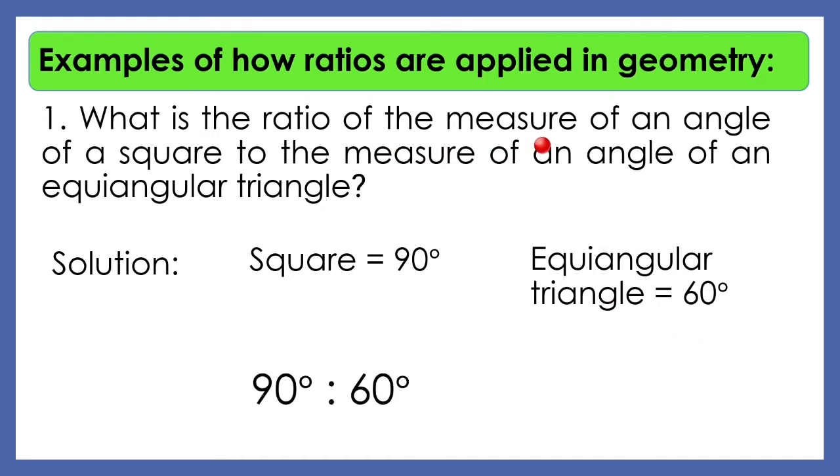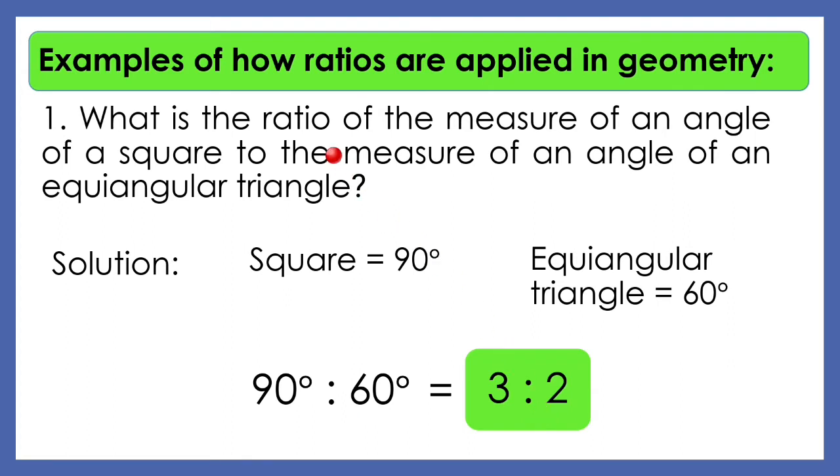Kung ano yung unang binanggit, yun yung una nating isusulat. Yung pangalawang binanggit, yun naman yung pangalawa. Hindi pwedeng magkabaliktad. Sabi natin kanina, ratios can be simplified the way fractions are simplified. So, this is not yet in simplest form, kaya isi-simplify muna natin. The simplified form of 90:60 is equal to 3:2. Okay, so 90 degrees, divide natin sa 30. 90 divided by 30 is 3. 60 divided by 30 is 2.